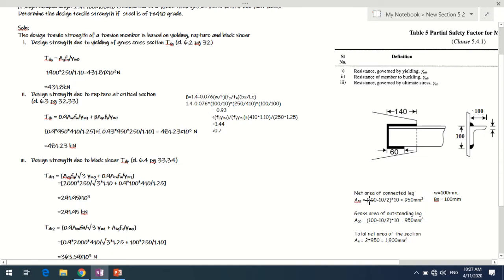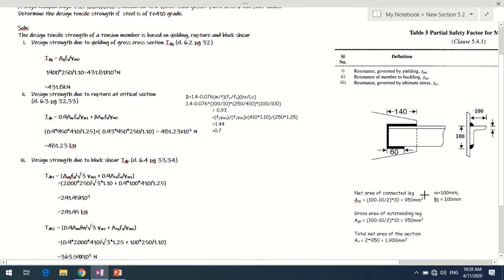So the net area of the connected leg is coming 950 mm square. The gross area of the outstanding leg is also 950 mm square. Since it is an equal angle section, both are coming the same, and also we have not done any deduction for bolt holes in the connected leg. That you should keep in mind when it is a case of welded connection. There is no deduction to be considered over here.